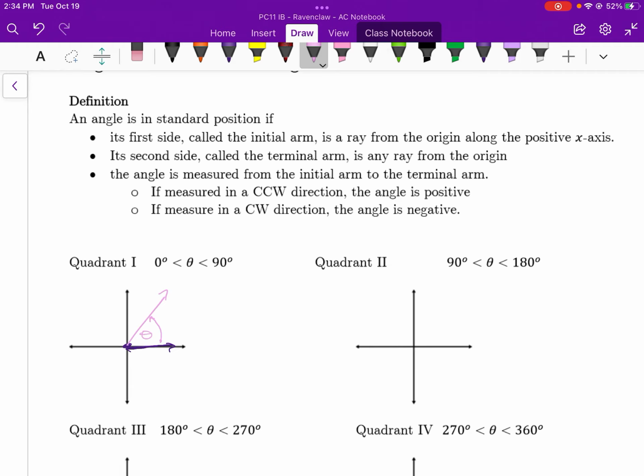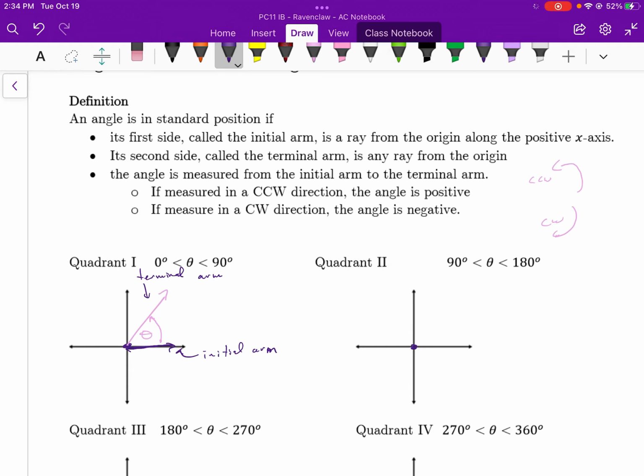If measured in a counterclockwise direction, so counterclockwise is in this direction, the angle is positive. But if we measure in a clockwise direction, the angle is negative. So what I have just drawn for you is an angle that is a quadrant 1 angle that is in standard position. So we have the initial arm and we have the terminal arm. All angles in quadrant number 1 are better known as acute.